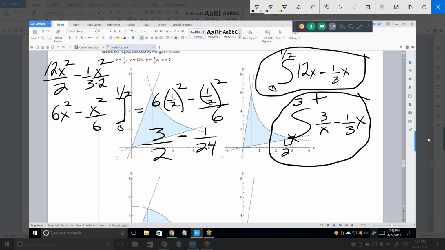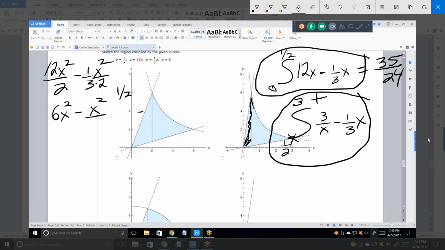So this becomes 36/24 minus 1/24, which is equal to 35 over 24. So this area right there is 35 over 24. Okay. Now let's do the second one. Now let me erase so I have writing room. We don't need to see what we did on the first one. We've already written the answer.